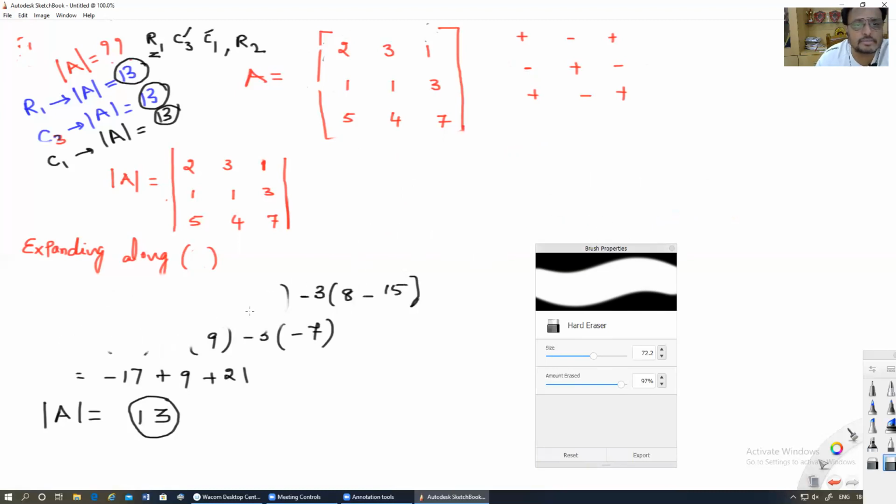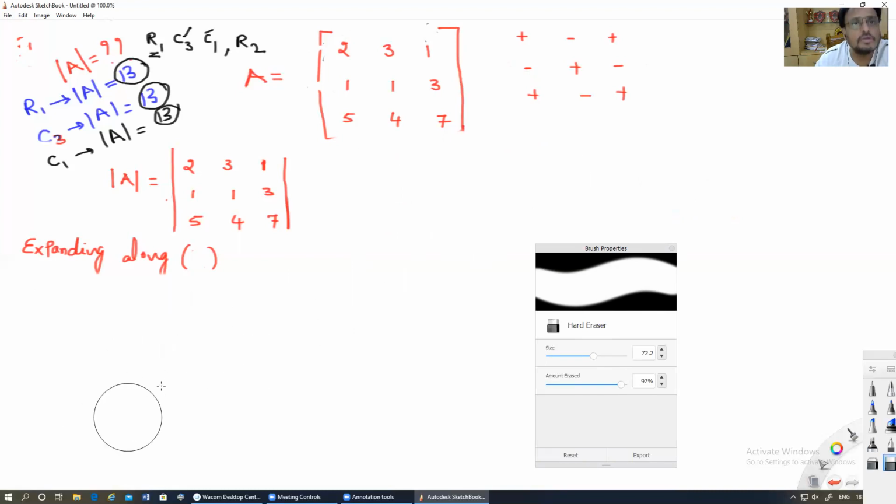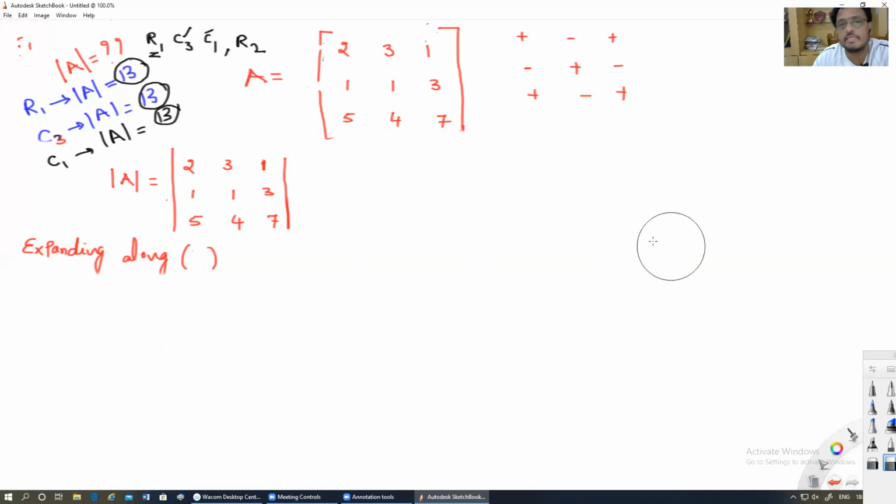So totally 3 rows and 3 columns, 6 ways you can expand. Already I have expanded 4 times, 2 rows and 2 columns. Now last and final, one more column I'll take, even though I'll show that the result remains the same. So here now we'll go for this. So expanding along column 2 I'm going to take now.